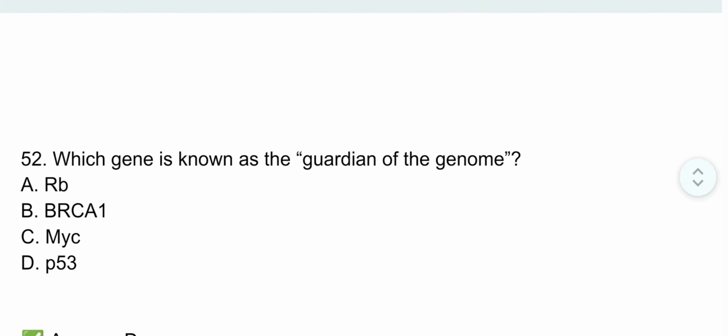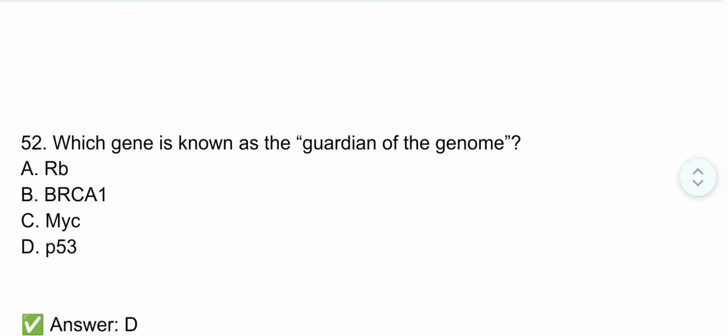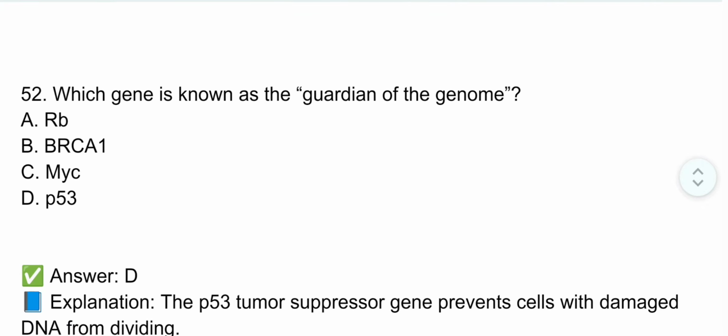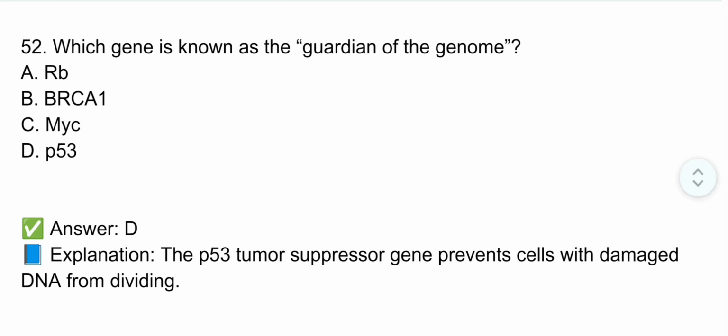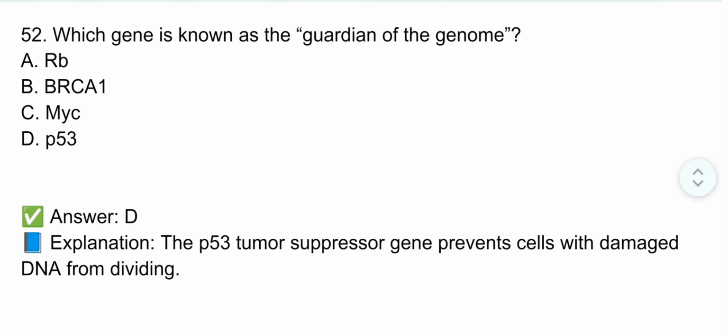Question number 52. Which gene is known as the guardian of the genome? The correct option is option D. P53 gene. The P53 tumor suppressor gene prevents cells with damaged DNA from dividing.